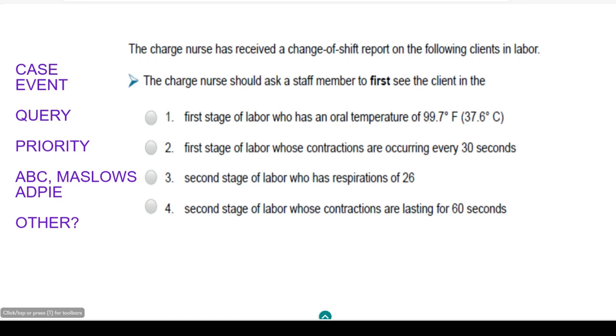And today is Tuesday. It's time to do our NCLEX question of the day and for us to get another test tip. So it is Test Tip Tuesday. All right, here's our question.